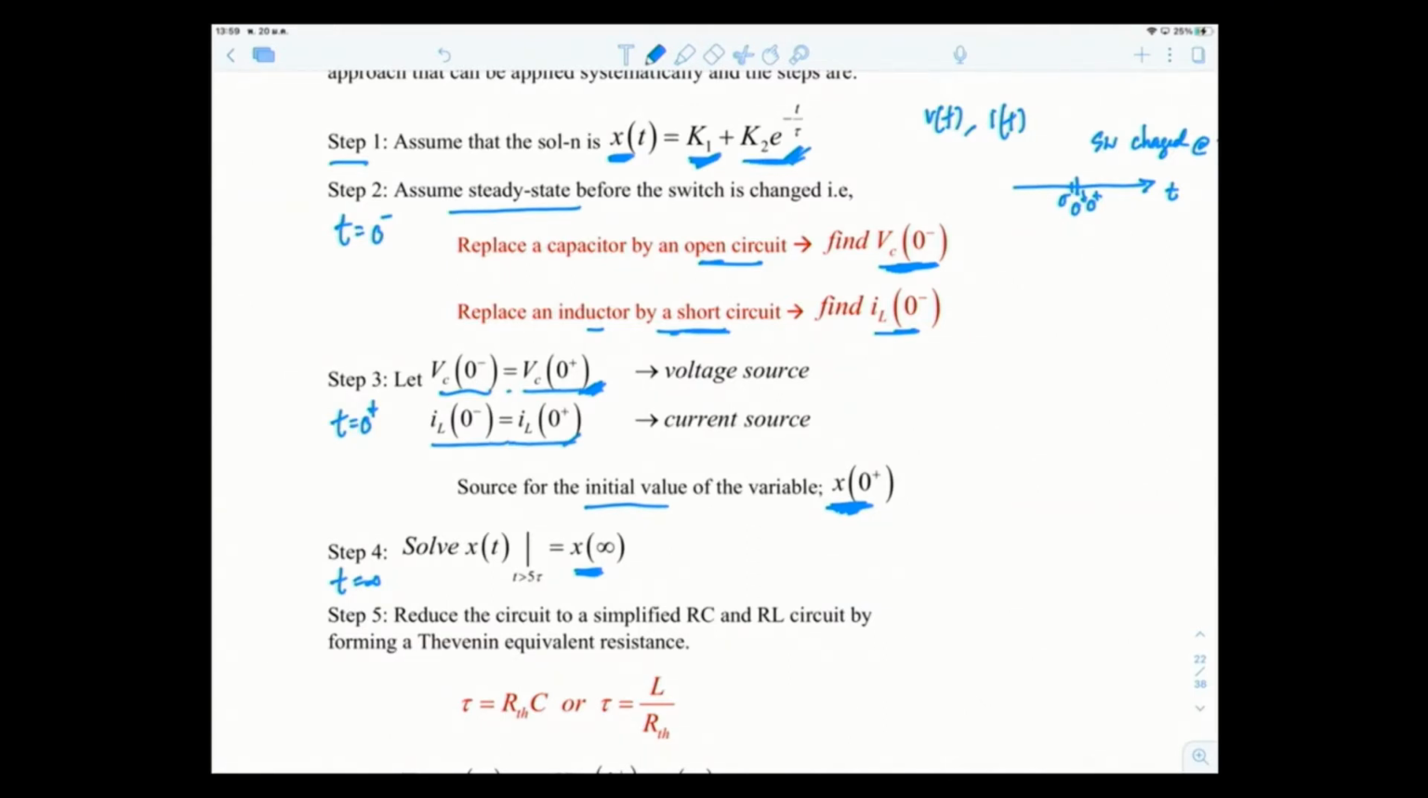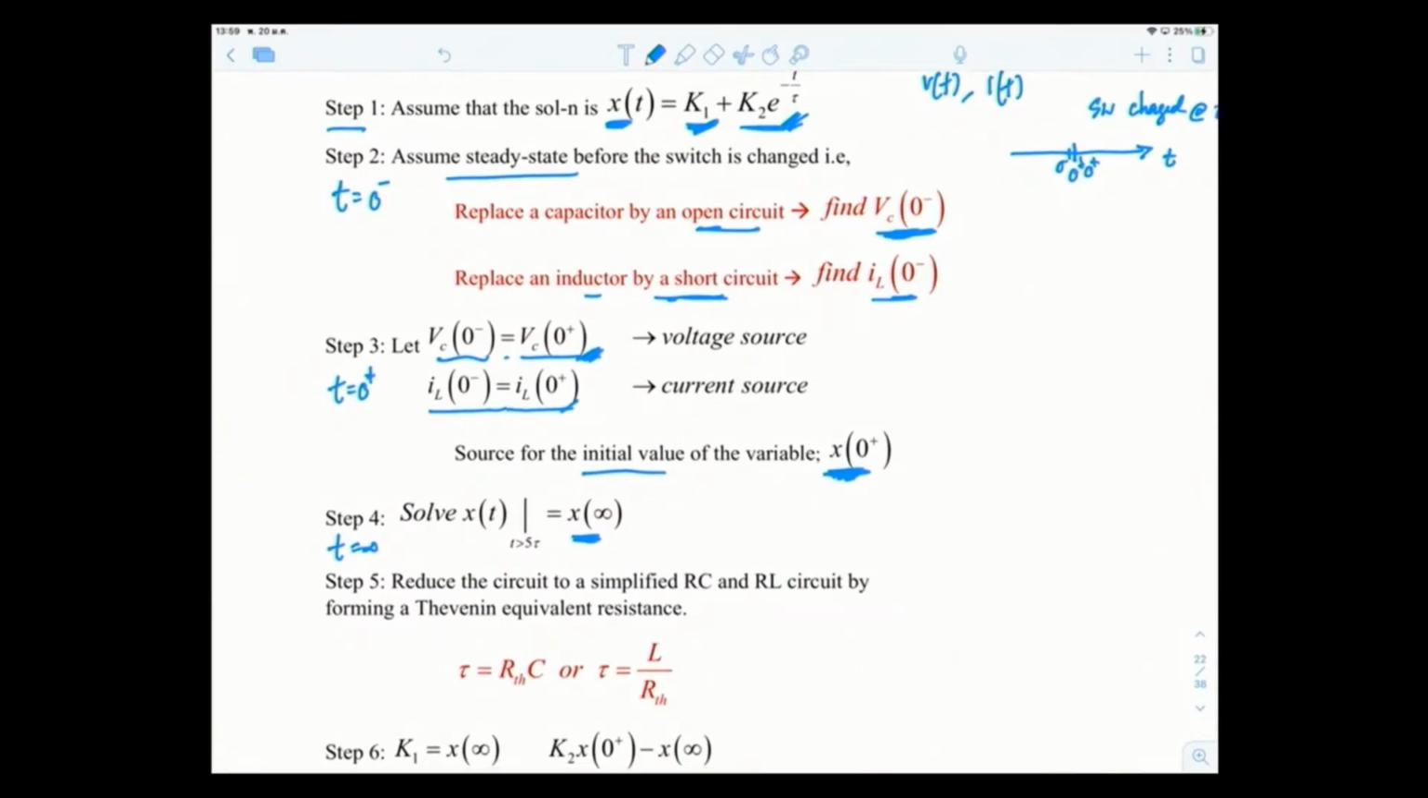Step 5 means you find tau, the time constant. If it's a circuit with a resistor and capacitor, an RC circuit, your time constant is tau equal to R Thevenin or R equivalent times C, the capacitance value. If you have an inductor in the circuit, your tau is L over R Thevenin or R equivalent, whatever you want to call it.